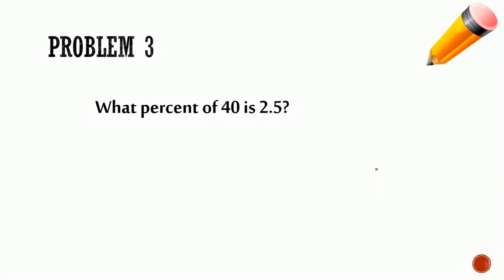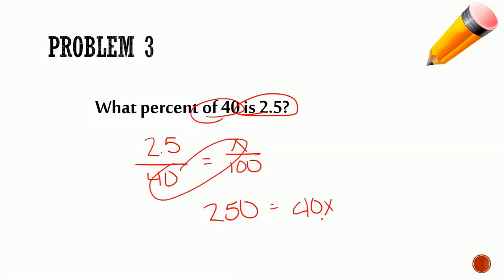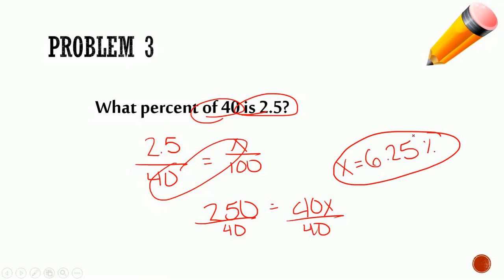Let's take a look at another problem. What percent of 40 is 2.5? So is of. So is over of equals x over 100. So 2.5 times 100 is 250. And 40 times x is 40x. Looks like I need to divide by 40. So 250 divided by 40. We know it's got to be a small percent, which is only 6.25%. It's really tiny. 2.5 out of 40, that's a really tiny amount.